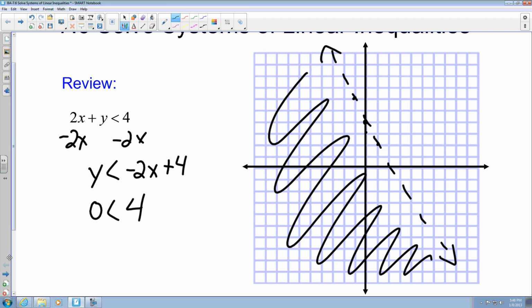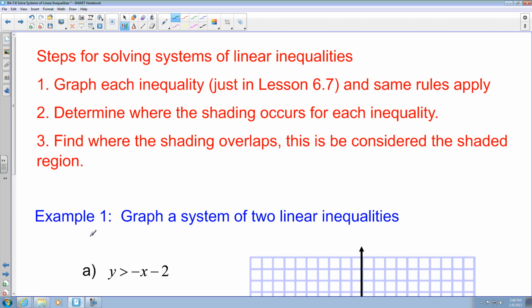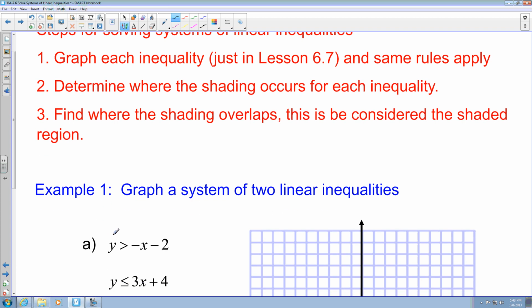Now, dealing with systems of inequalities, there are some steps that we have to keep in mind. Say I have example A, where y is greater than negative x minus 2, and y is less than or equal to 3x plus 4. So here are the steps. First, we graph each inequality. Same rules apply from lesson 6.7. Second, we shade each inequality.